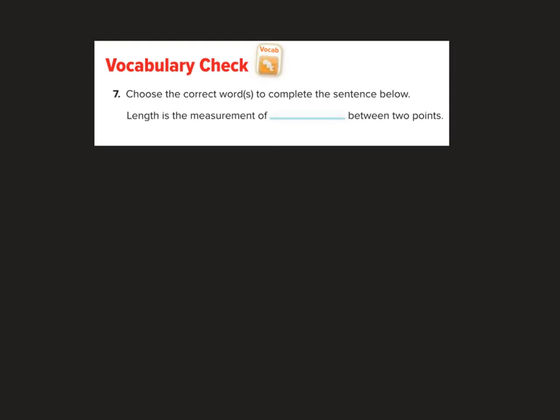Vocabulary check. Choose the correct words to complete this sentence below. Length is the measurement of, I circled it in the first slide, the distance. Okay, between 2 points. Length is the distance between 2 points.